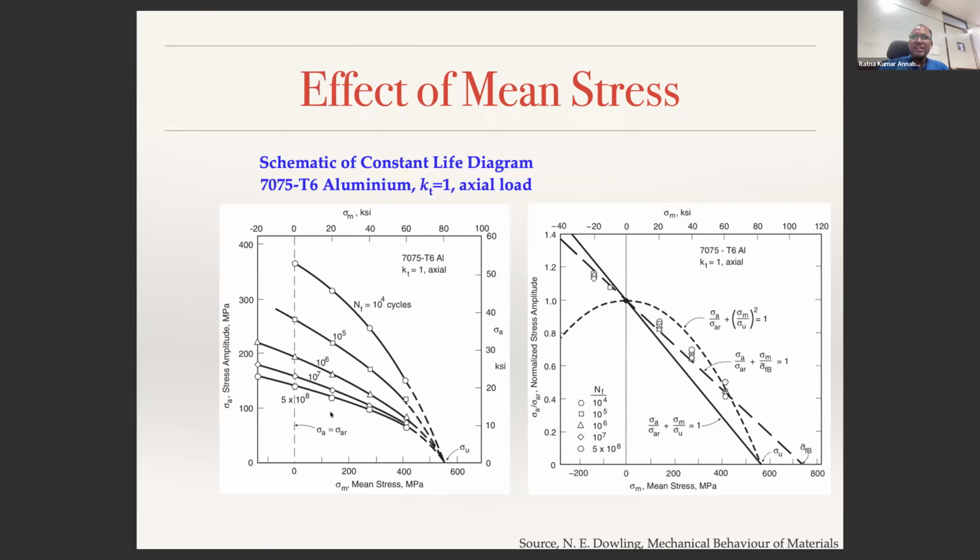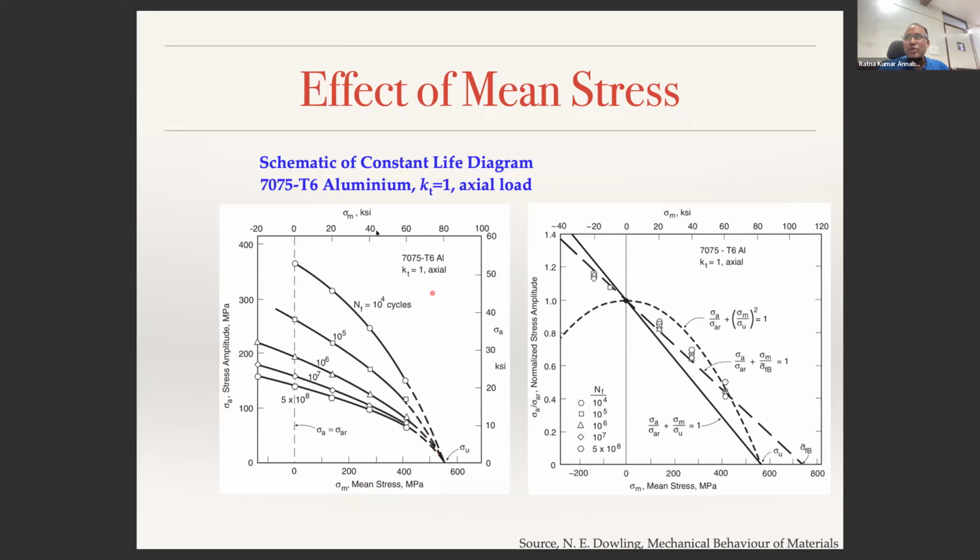So, as I said, it's a constant life diagram. You are able to see my slides now, I hope. Yes, sir. So sigma m is the mean stress, sigma a is the stress amplitude. Although I have drawn it as a nice straight line, in reality it won't be a straight line. It will be something like that. You can see for different numbers of cycles, NF equal to 10 power 4 cycles, this is the line or curve, and 10 power 5 cycles like that.